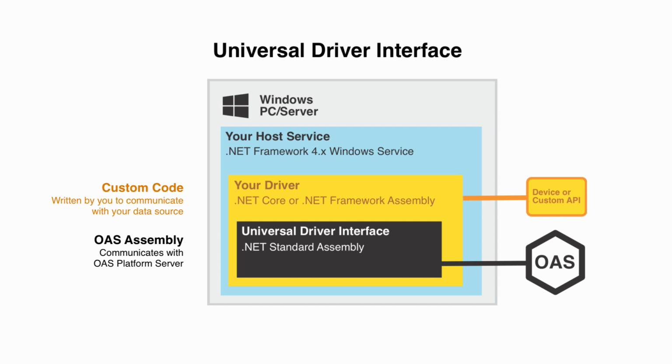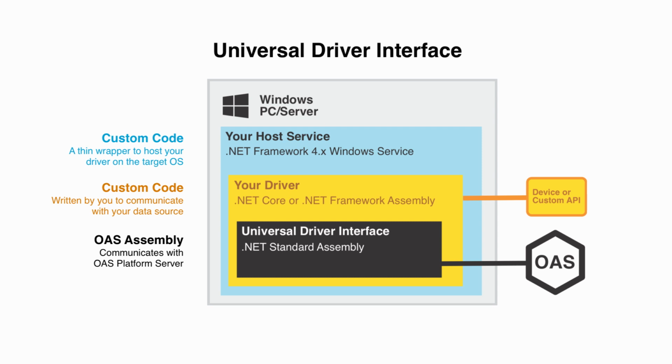Your custom driver code will communicate with your own devices, APIs, applications, or anything that currently isn't supported by the OAS platform. Once you've built this driver, you then run this within a hosting application. On a Windows platform, this is typically a Windows service, or it could be a Windows application, or anything that can run .NET code.